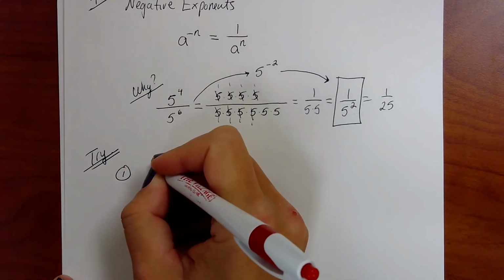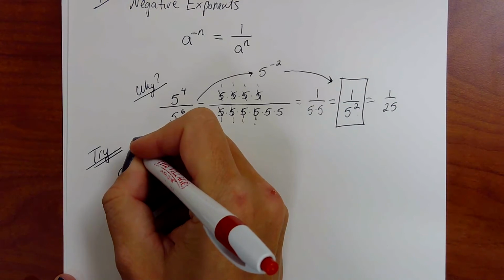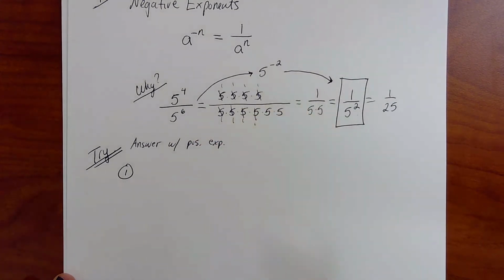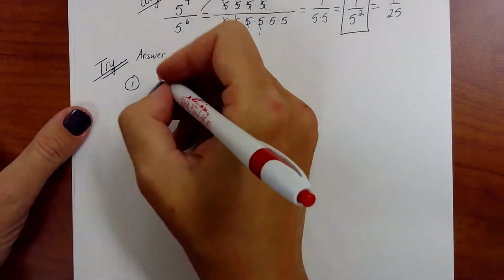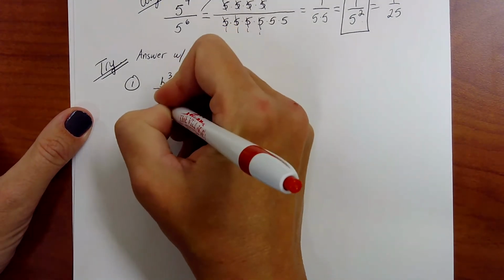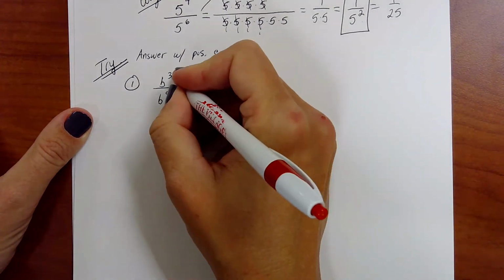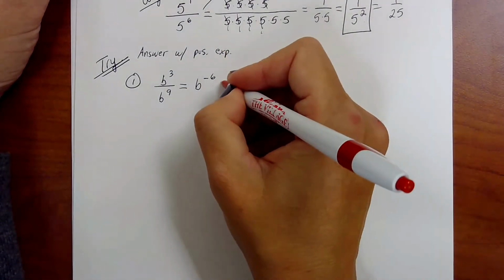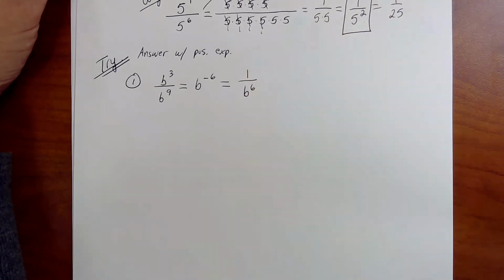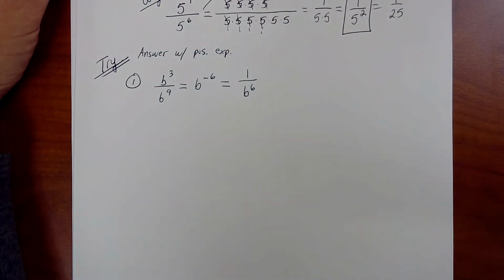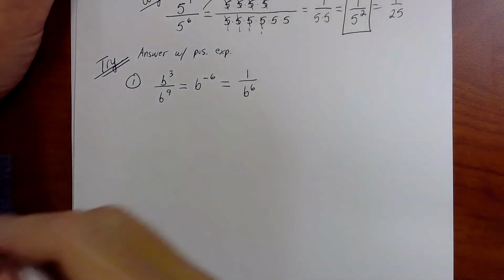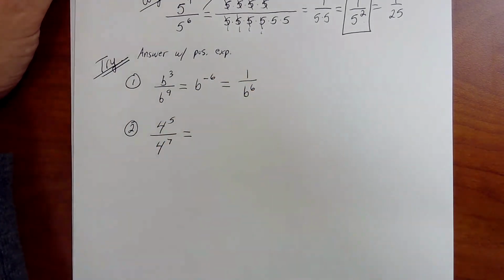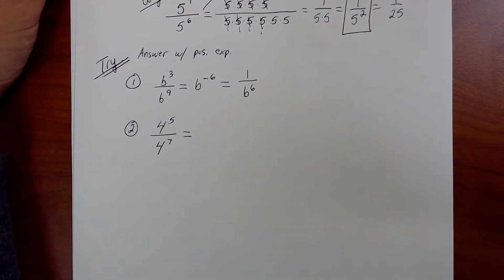All right, so let's try some. The directions would probably say, leave your answer with positive exponents. That's what it's going to say. So if you have an example like b to the 3rd over b to the 9th, 3 minus 9, you're going to get b to the negative 6. They don't want a negative exponent in your answer, so your answer is going to be 1 over b to the 6th power. That would be a proper final answer. Okay? Try one with numbers. Let's say 4 to the 5th over 4 to the 7th. See if you can solve that all the way.